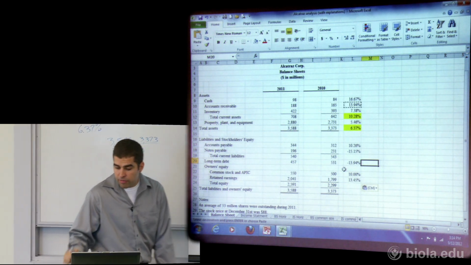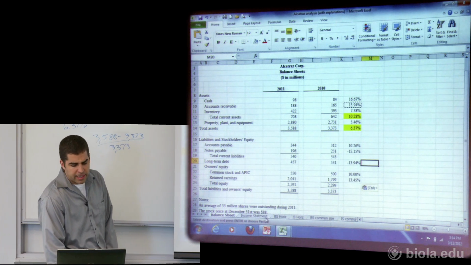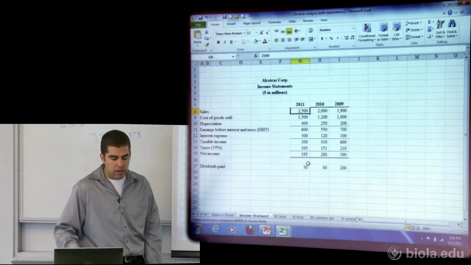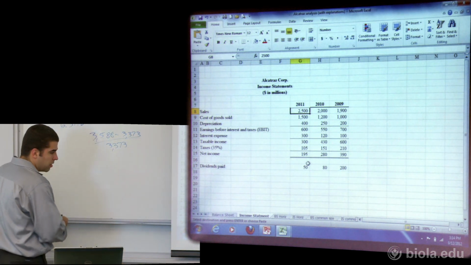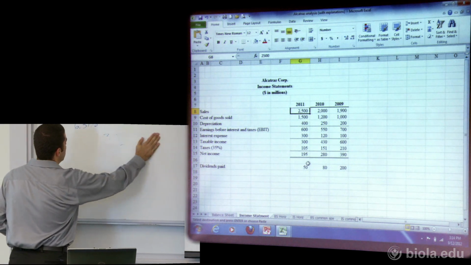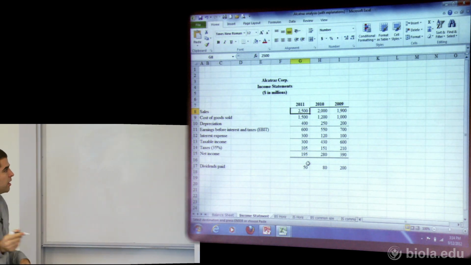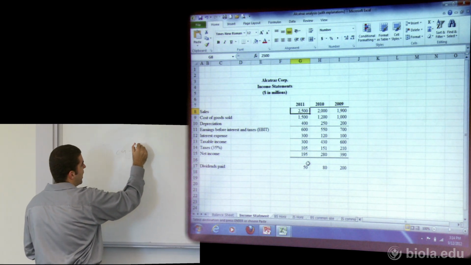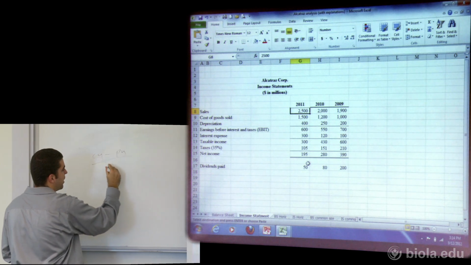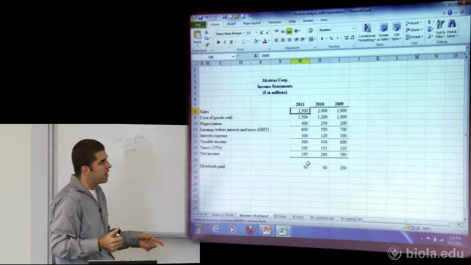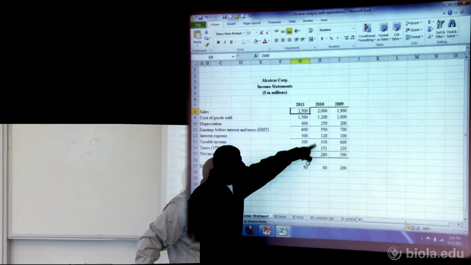Okay, we could do the same thing for the income statement, and we might have a little bit more interesting information on the income statement. So here's our income statement year over year. We're going to do a similar format to what we did on the balance sheet, but we need to do current year minus the prior year, divided by the prior year. Well, we need to figure out what our base year is. What is our denominator going to be? And for simplicity, let's just go with 2010 here.